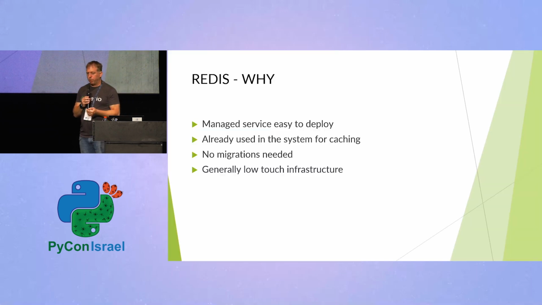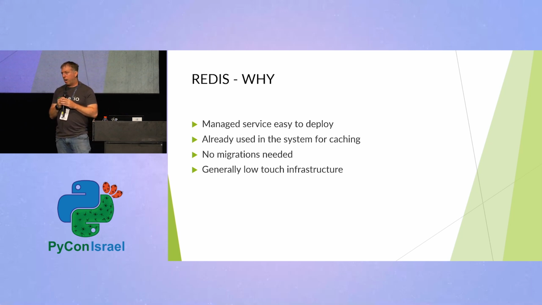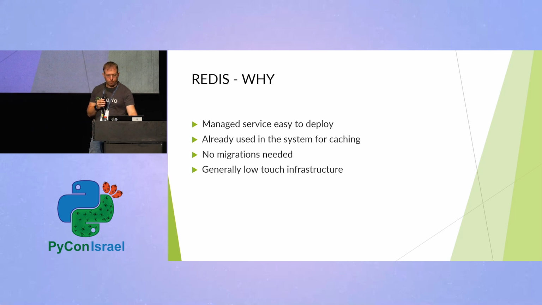So why did we do it? We thought about Redis because we already had Redis in our system. It's easy to deploy. You can have it as a managed service in your cloud provider. And of course, because it's NoSQL, you don't need migrations to change the data structures. You just change your format of keys and values, and you can easily get whatever you want from it. So it was a start, and it was a low-touch infrastructure, so we decided this is a good start.